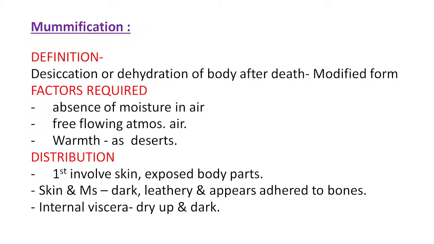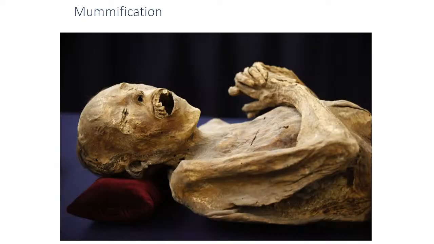Then distribution of mummification, it will involve skin and exposed part of the body. All the muscles will be dark, leathery, right? And they will appear as if they are adherent tightly to the underlying bones, right? And internal viscera will be also dry, very dry and dark in color. So this is how the mummified body will look like.